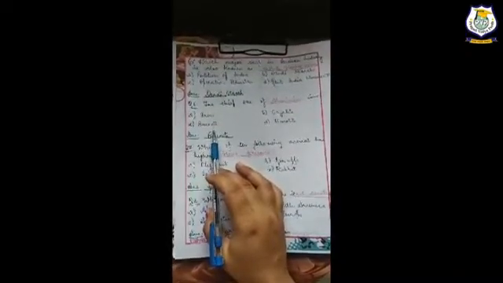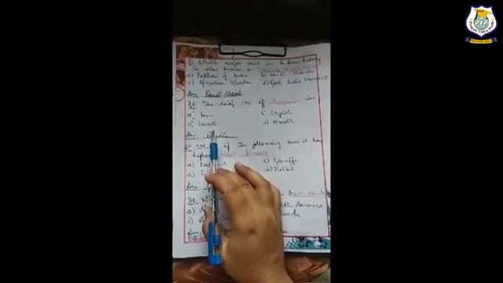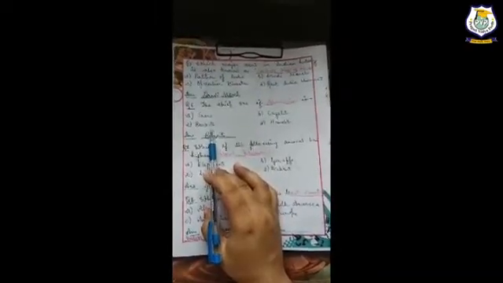Bauxite is the chief ore of aluminium metal. Students, aluminium is a chemical element with the symbol Al and atomic number 13.